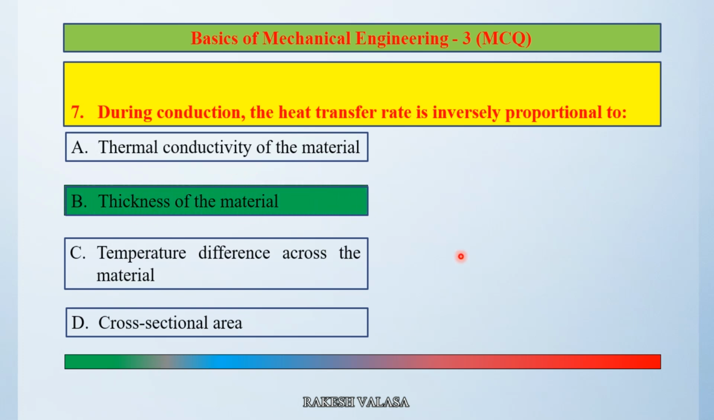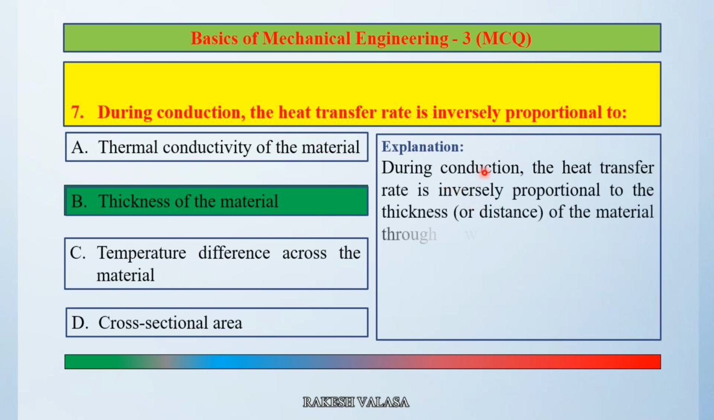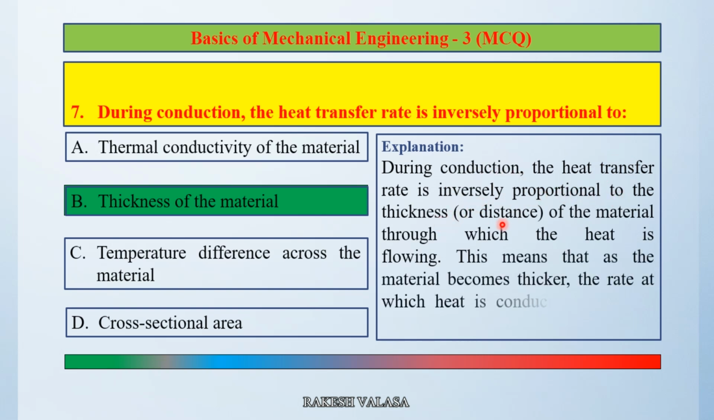According to Fourier's law, during conduction, heat transfer Q equal to KA dT by dx. During conduction, the heat transfer rate is inversely proportional to the thickness or distance of the material through which the heat is flowing. This means that as the material becomes thicker, the rate at which heat is conducted through it decreases. So the correct answer is option B, thickness of the material.